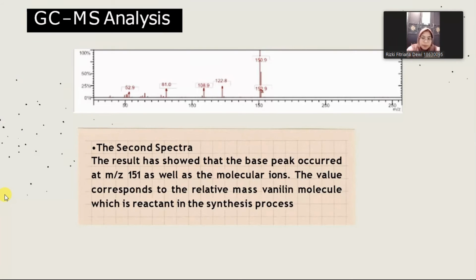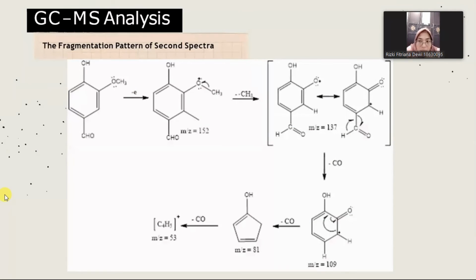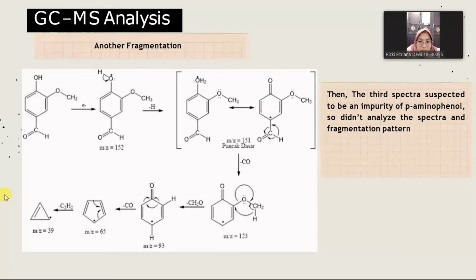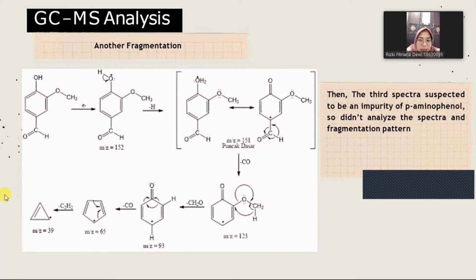Next. The fragmentation pattern of the second spectra. We know that the molecular ion has the fragmentation pattern with the highest molecular weight. Next. And then this is another fragmentation of the second spectra. In this fragmentation, we can see that 151 molecular weight is the molecular ion. Then the third spectra is suspected to be an impurity of p-aminophenol, so we didn't analyze the spectra and fragmentation pattern.